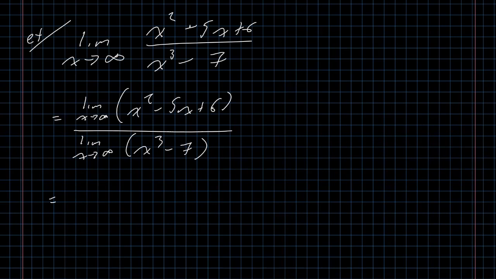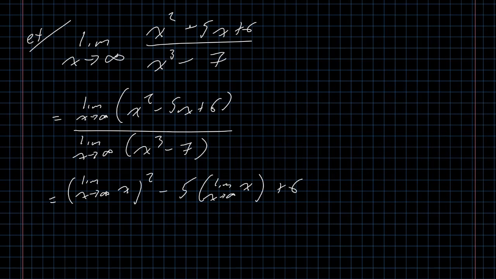From there, I should be able to use linearity to split this up further. And for the sake of fitting everything on the screen, I'm going to do two steps at once. I'm also going to use the power rule so that I can say that this is the limit as x approaches infinity of x squared minus 5 times the limit as x approaches infinity of x plus 6 all over the limit as x approaches infinity of x cubed minus 7.